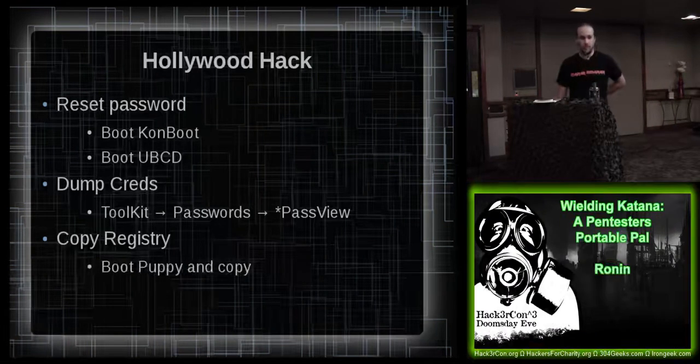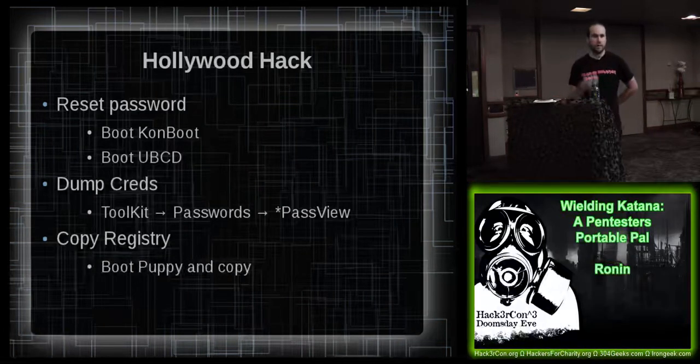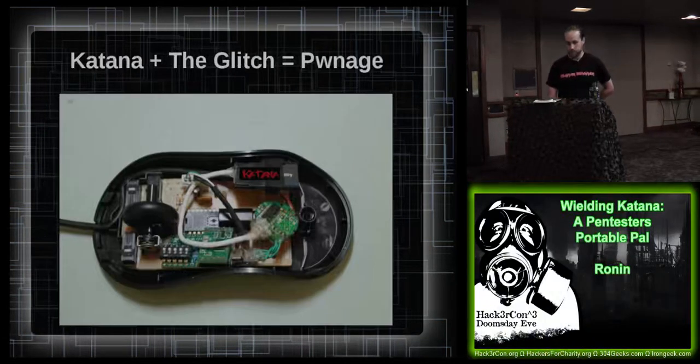Copy the registry. If you just want to screw with stuff later, you boot into Puppy because it'll boot very quickly, copy the registry over to a disk, and then reboot and leave the system as it was. So then offline, you're able to play around with it a little later on.